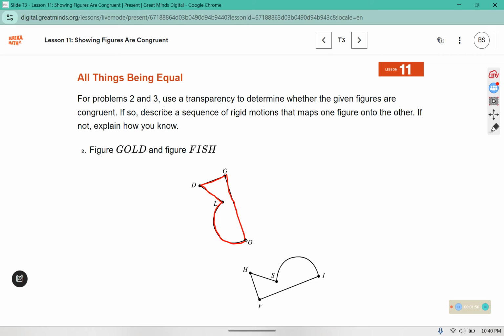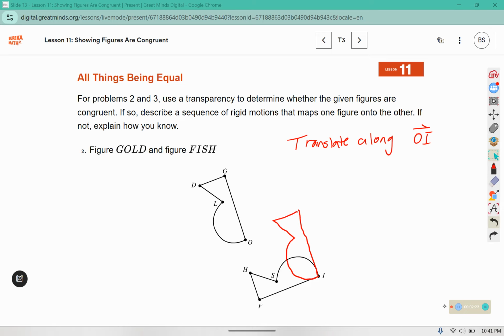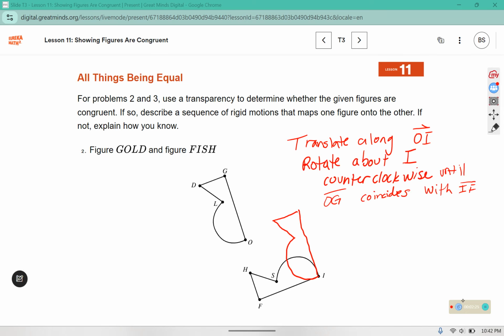So I see O and I should line up, so I'm going to translate along OI, the vector. Now O and I are lining up, so I'm going to rotate until this straight line matches up with this straight line. And I'm going to hold my pencil on I. And I would describe that as OG coinciding with IF. And it should look something like this.